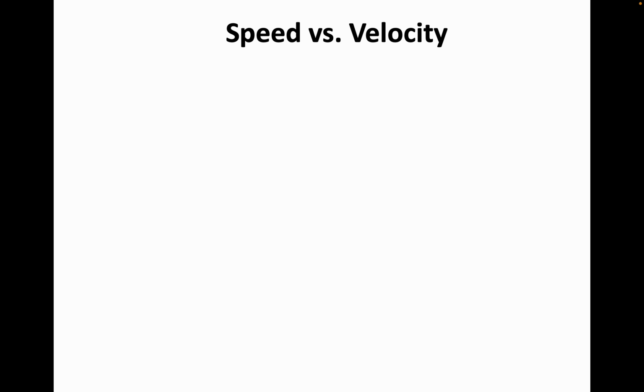The second one is they will expect to know the difference between speed and velocity. So you know, speed is simply how fast you're traveling, usually in meters per second, but it could give you kilometers per hour. They could even give you miles per hour.